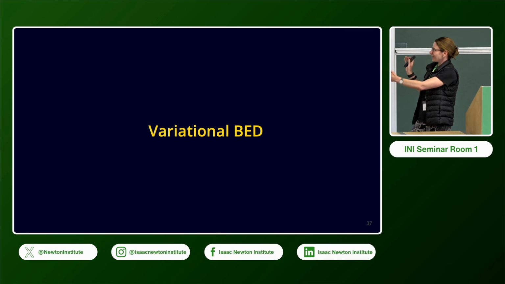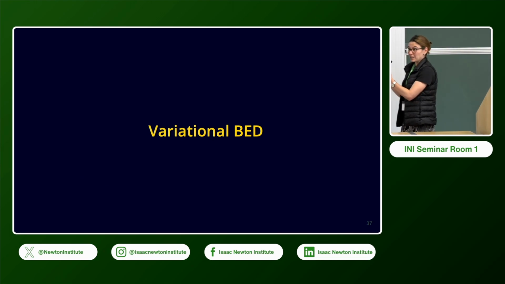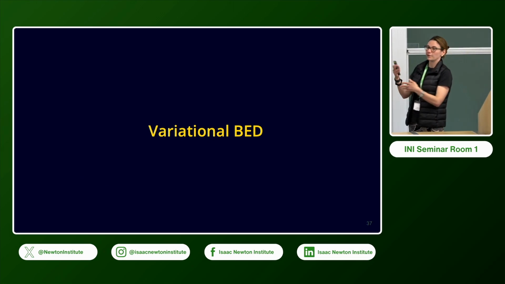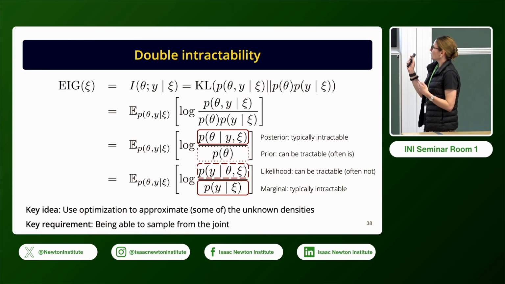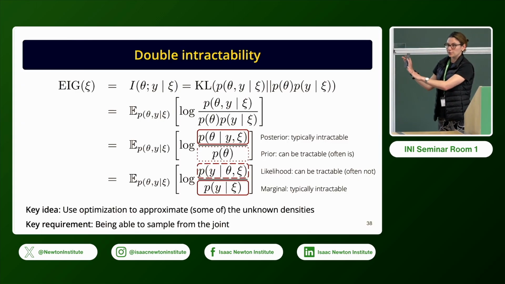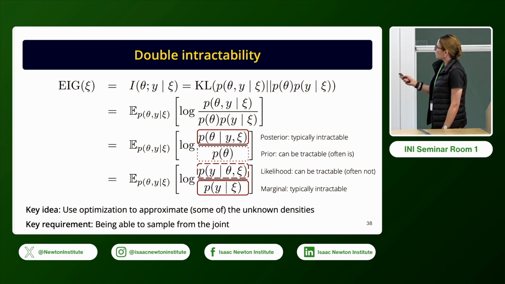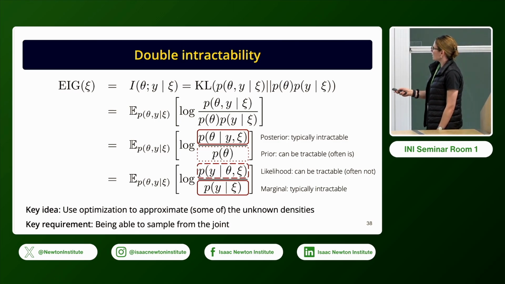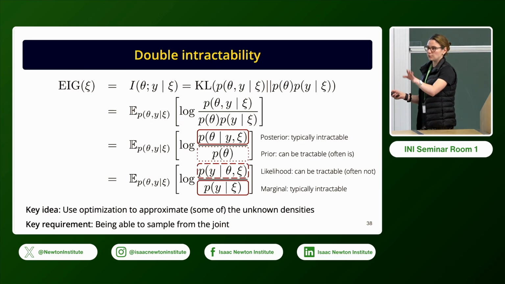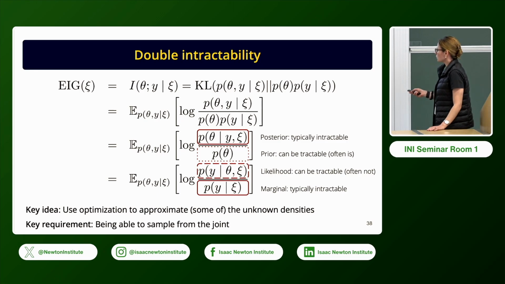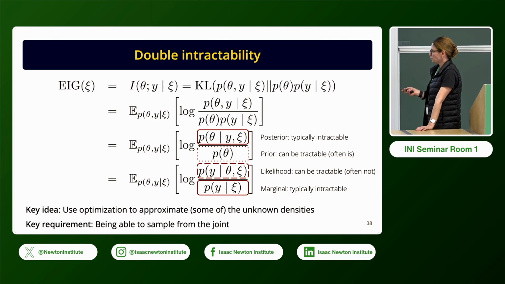So we're going to look at a solution to these problems in what we're calling variational Bayesian experimental design. Let's go back to this double intractability, right? If we were to pick this formulation here, what we can do is actually use optimization, some of the techniques that Jeremiah discussed in the previous talk, and approximate some of these unknown densities. The key requirement for this will be to be able to sample from the joint, that is from the model that we started with.